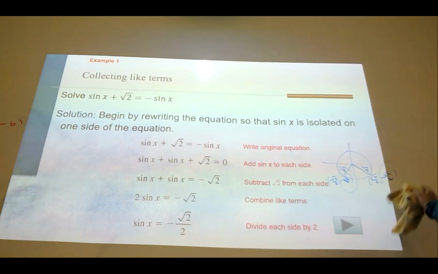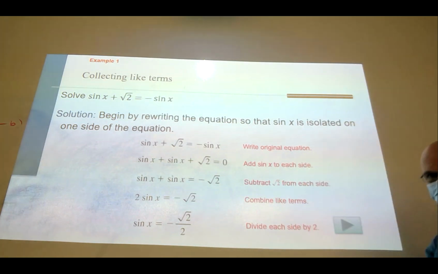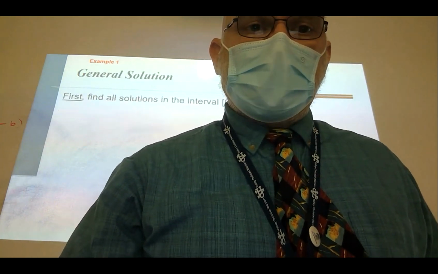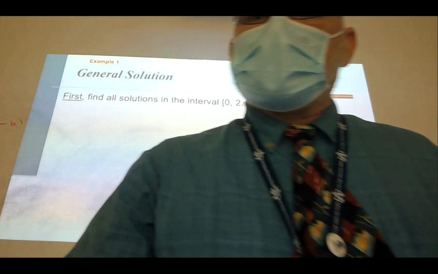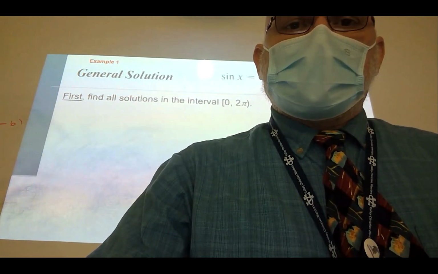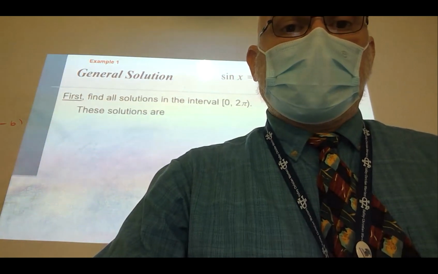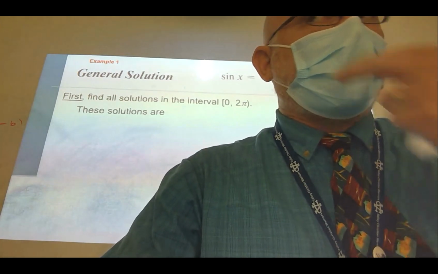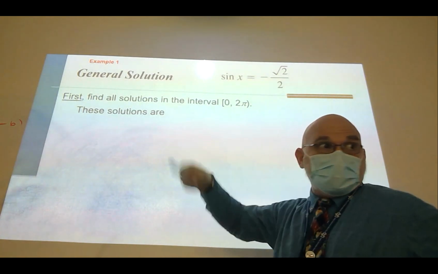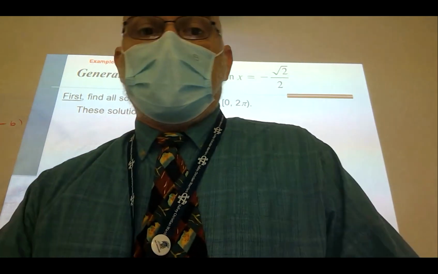So now, on the next slide, I'm going to show you how to write it when I want to express that as an infinite number of answers. So my general solution for sine of x is equal to negative square root of 2 over 2. First, we found the solutions in the interval 0 to 2 pi. So when you see that expression in the interval 0 to 2 pi, that means on the unit circle, right? So between 0 and 2 pi, where is it on the unit circle?